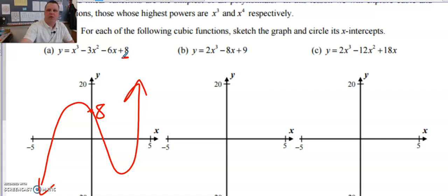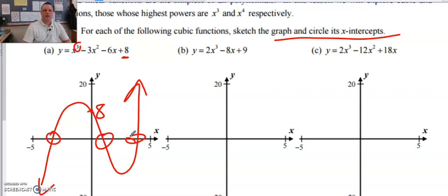Now circle its x-intercept. So the 3 tells you that's the maximum number of zeros it can have. It can have 3 zeros, and there it is. Now minimum, it has to have 1 because the end behavior goes in opposite directions for a cubic. So this is one thing that can happen, going through in 3 places.